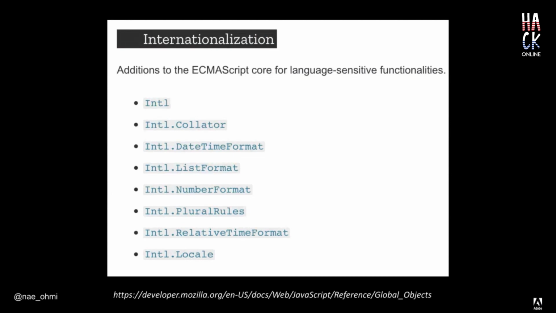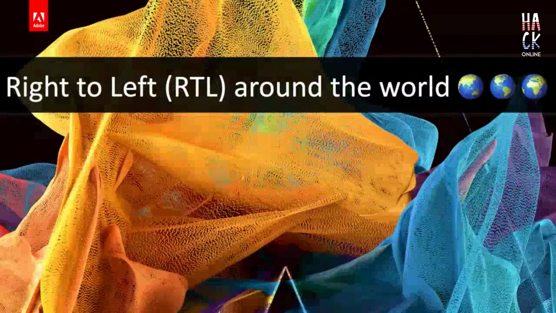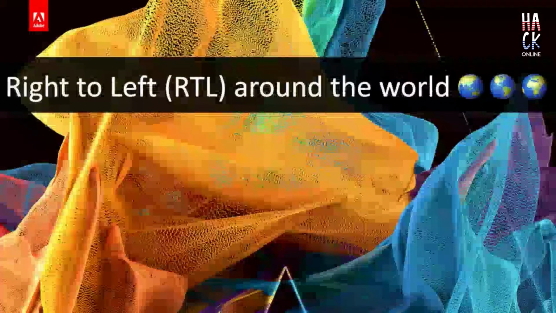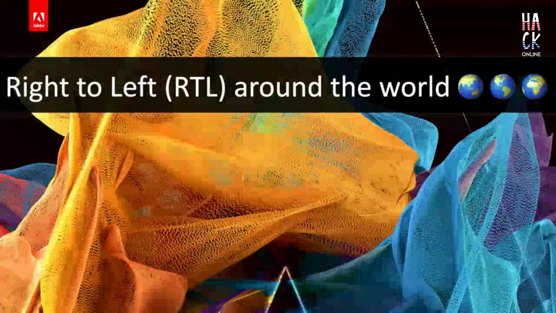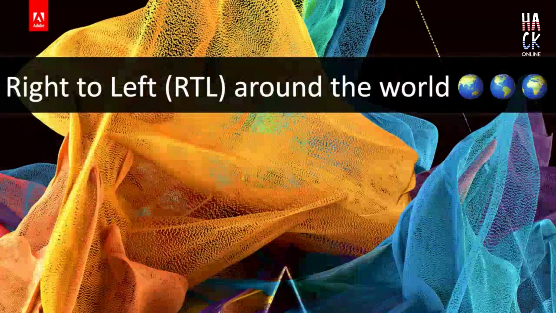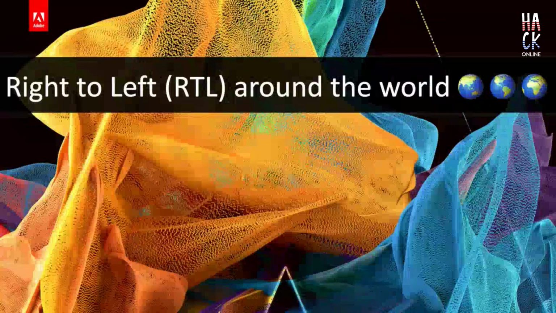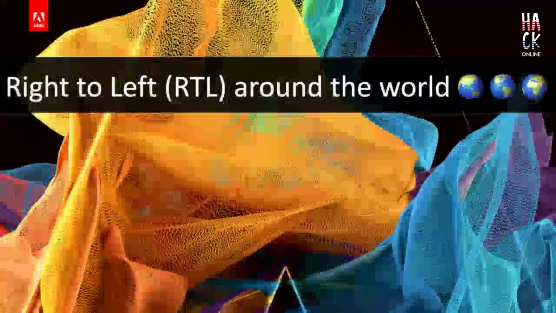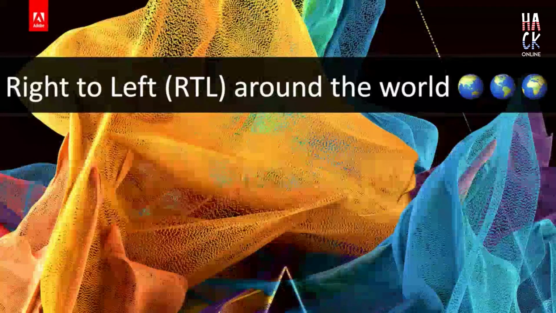So let's move on to right to left around the world. Arabic is the 5th largest spoken language around the world. And if you add Pashto, Urdu, Farsi, Hebrew, Kurdish, there are many hundreds of millions of native right-to-left speakers. So I think, from a business perspective, from a human perspective, supporting right-to-left, while it's not super easy, it is useful to support users who natively read right-to-left languages.